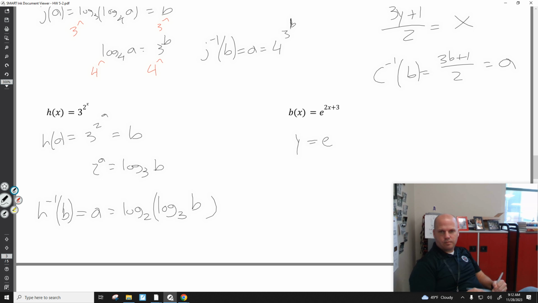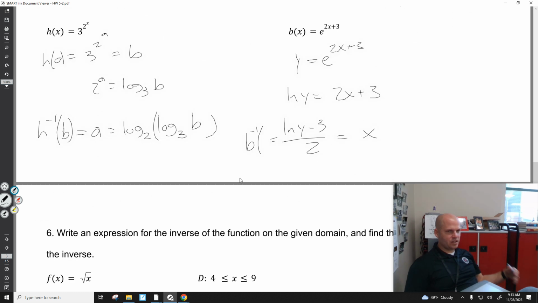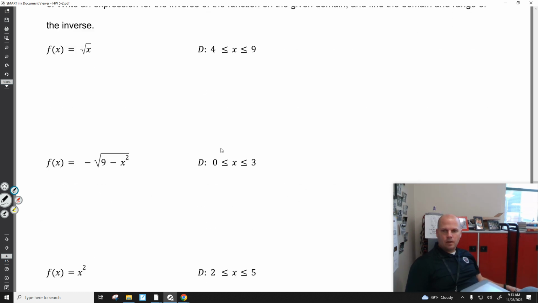Doing it the other way, just solve for x. I would take the natural log of both sides, subtract 3, divide by 2. Boom. This is b inverse of y. This is your b inverse function. If you see on your test, you might see this with an x instead of a y. We're going to stay away from that because it could get confusing. x's become y's, y's become x's.